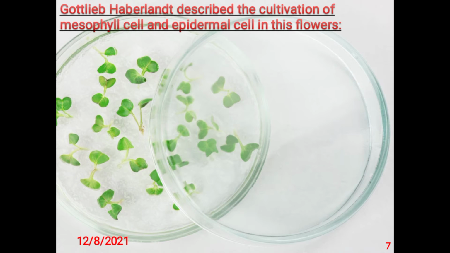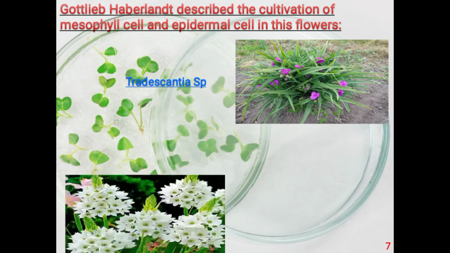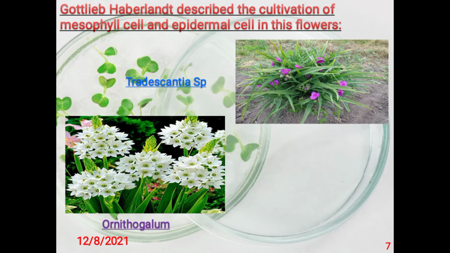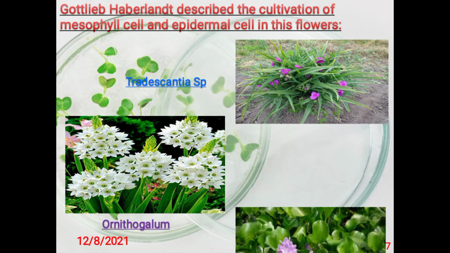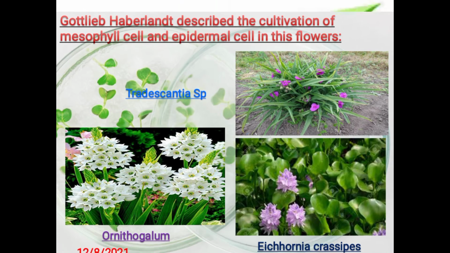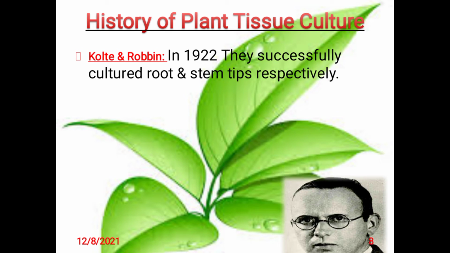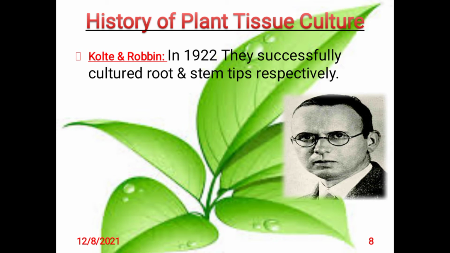Gottlieb Haberlandt discovered the cultivation of mesophyll cells and epidermal cells in this flower. This is a Tradescantia species, this is Ornithogalum, and this is an Acorus or Crispa species. And Kotte and Robbins, in 1922, successfully cultured root and stem tip respectively.